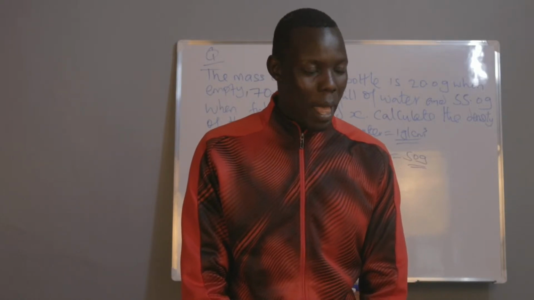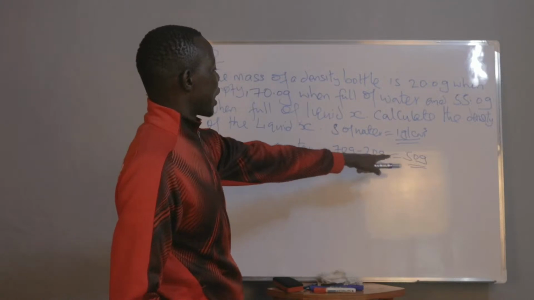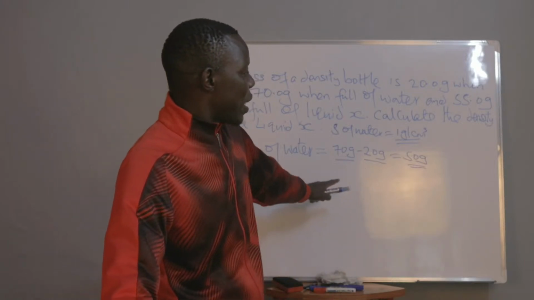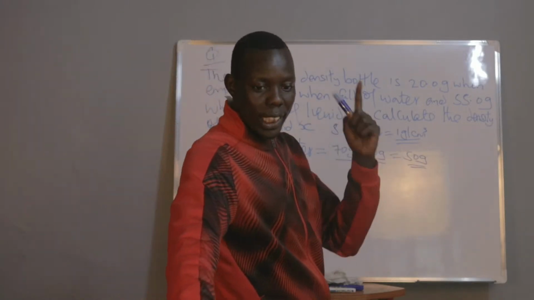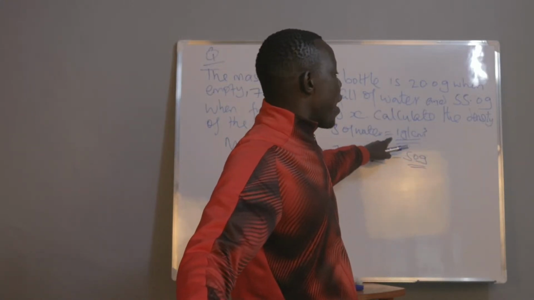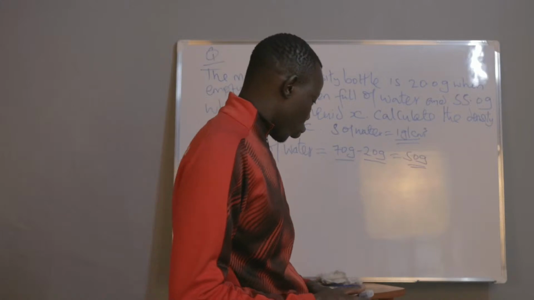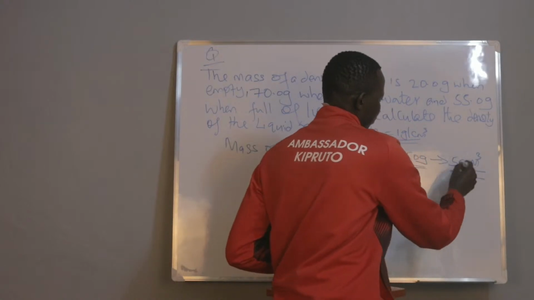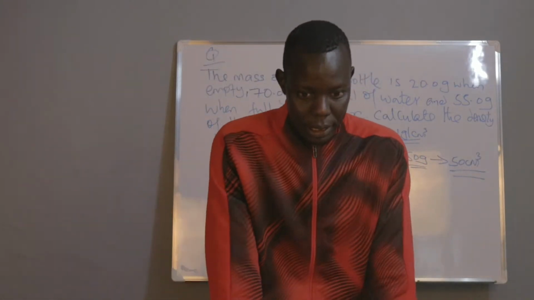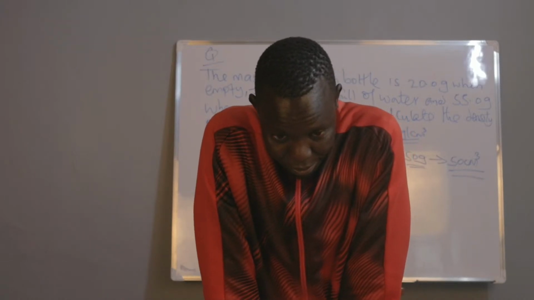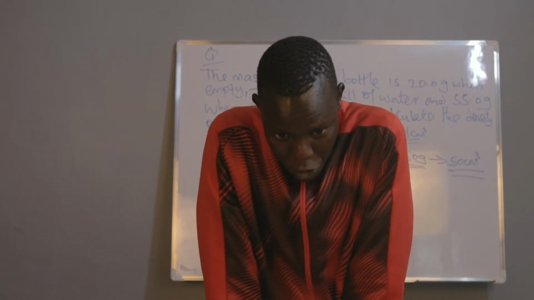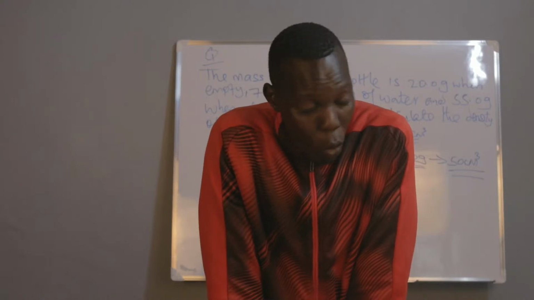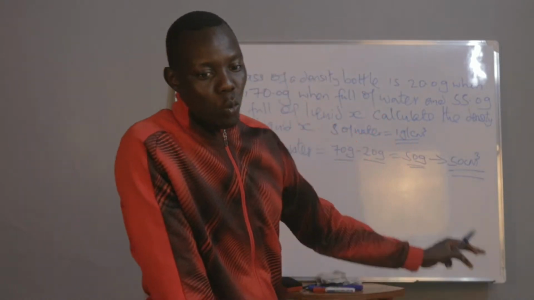Did you get it? Now, we have the mass of water that fills the density bottle as 50 grams. So, what is the volume of water that fills the bottle? Taking into consideration that the density of water is 1 gram per centimeter cube, it's going to be 50 centimeters cubed. At that point, are you together, boys and girls? Yes. Good. So the density bottle has a volume of 50 centimeters cubed as per this question.